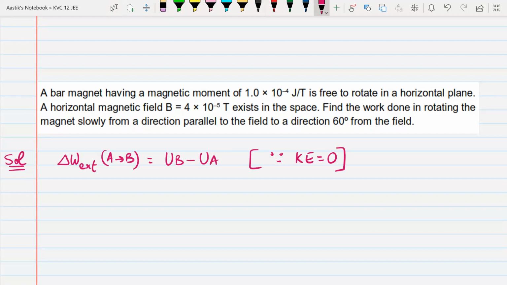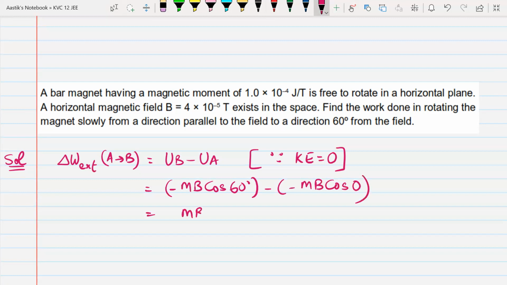Yes, sir. That's it. So energy at point B is minus MB cos 60 minus, minus MB cos 0. So the answer is MB by 2, and that is the answer that I was looking at. Everyone got this answer? Yes, sir. I'm only worried about the concept that it should be UB minus UA. If you understand that concept, there is nothing that has to be done in this question.